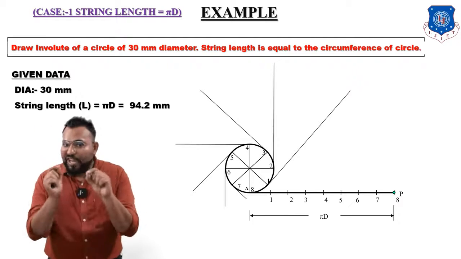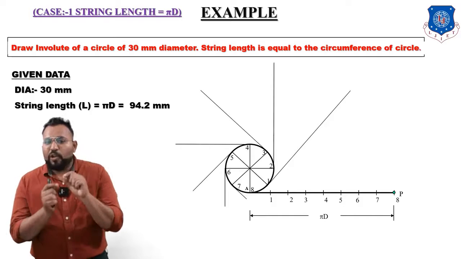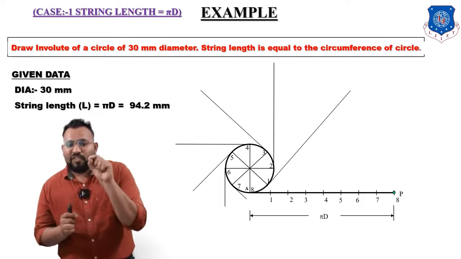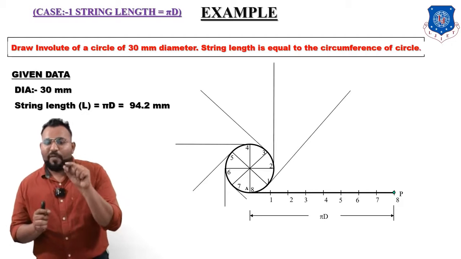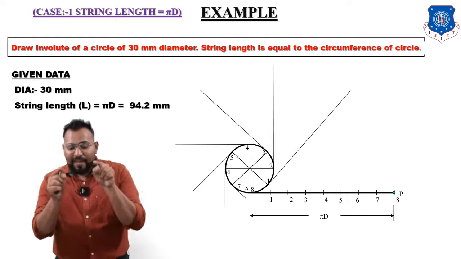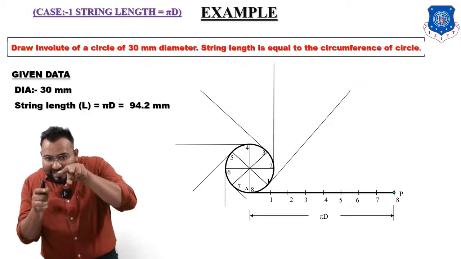So now see the string. On the string you have a distance equal to 1 to P. 1 to P means you have string length AP. So what you have to do, on string length AP you have a point 1. So now take a distance equal to 1 to P on a string.